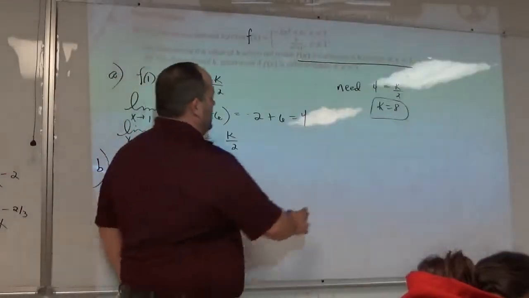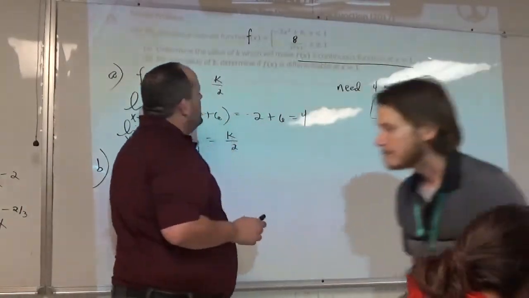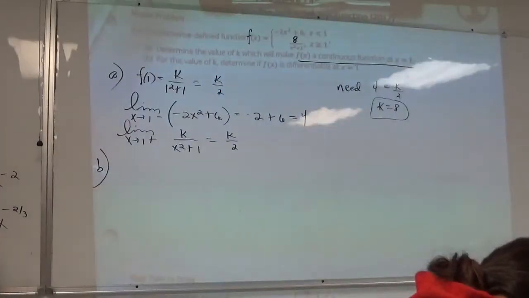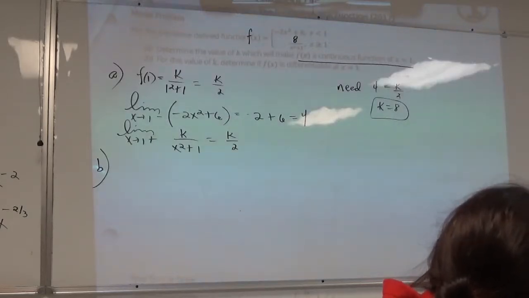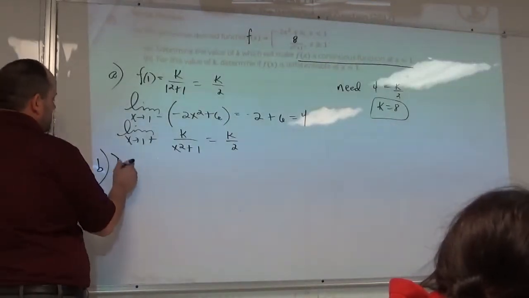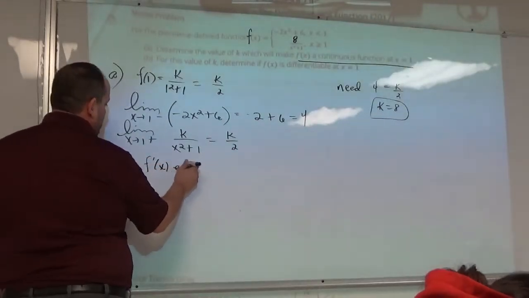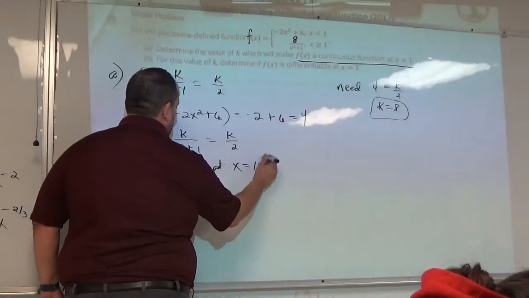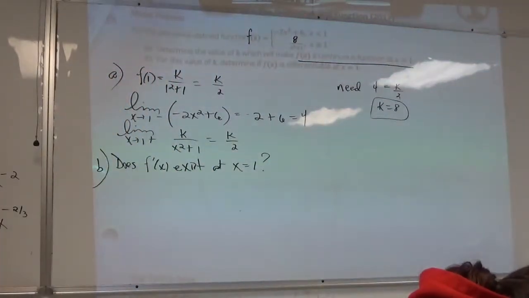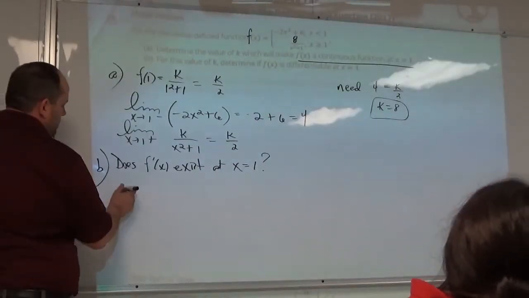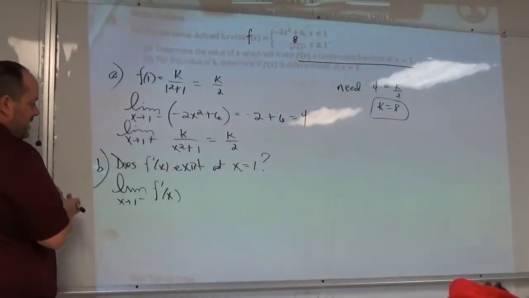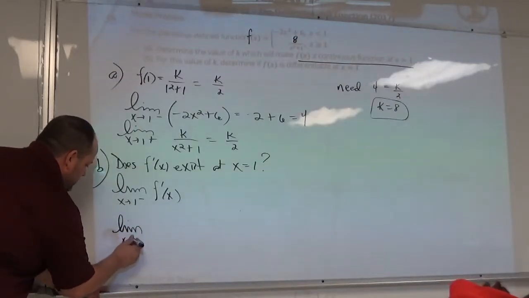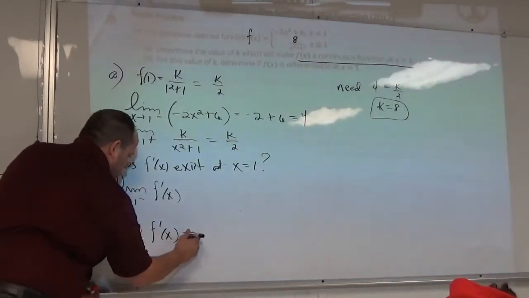For this value of k, so 8, I'm going to replace k with 8 now. Determine if f is differentiable. To figure out if f is differentiable, you have to look at the derivatives. The question is, does f prime of x exist at x equals 1? If you had a graph in front of you, this would be easy. There is no graph. So here's what we do. We look at the limit as x approaches 1 from the left of f prime of x. We look at the limit as x approaches 1 from the right of f prime of x.